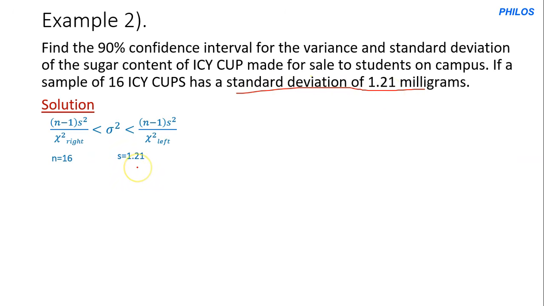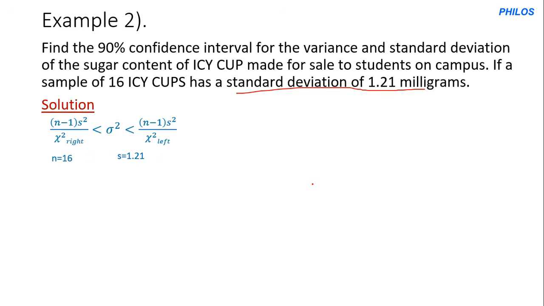It means that s square is 1.21 rather. But because the question says standard deviation, it is just s. So s is 1.21. So next, we need our chi-square right and the chi-square left, isn't it?